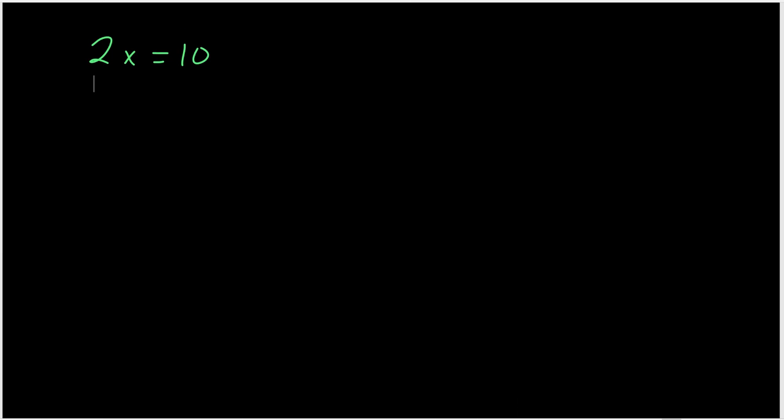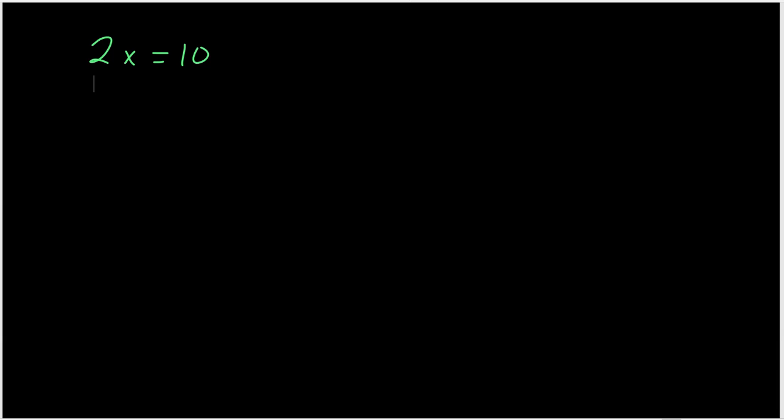Now, the trick with linear equations is that you've got to eventually get the variable all by itself, so you just have 1x where x equals something, right? So you've got to get rid of all the other numbers. The trick to know what to do is to look at what operation connects the x to whatever number you're trying to get rid of.